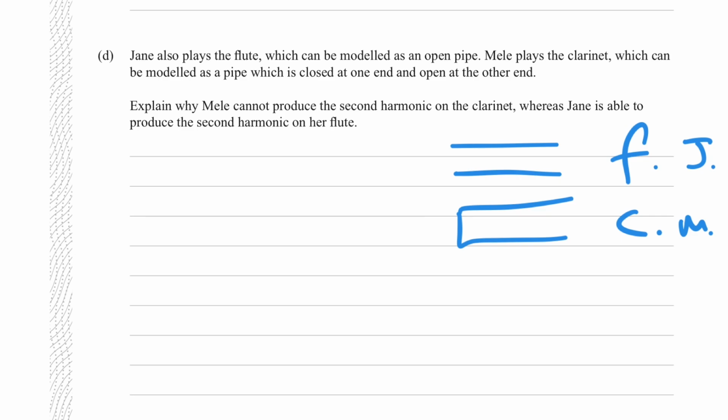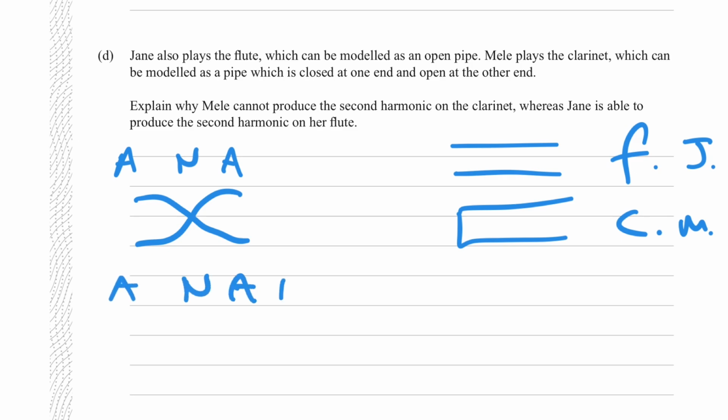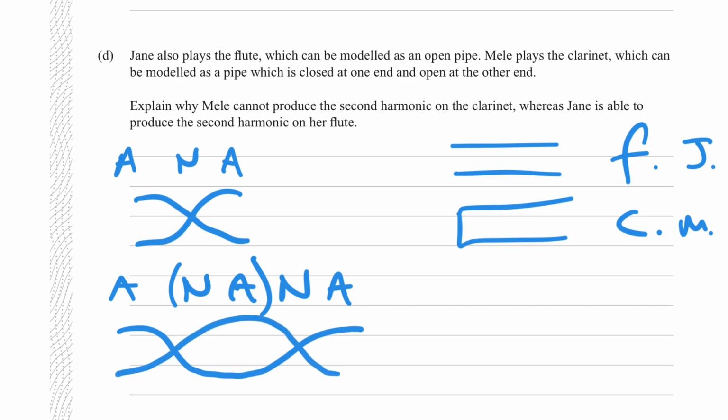So you can illustrate by drawing diagrams. With the open at both ends, your fundamental is going to look like that, and then your second harmonic is just going to introduce another node-antinode pair. So whereas we've got antinode, node, antinode, you're going to have antinode, node, antinode, node, antinode. So you've introduced another node-antinode pair in between there. So that's going to look something like that. I'm terrible at drawing these diagrams.